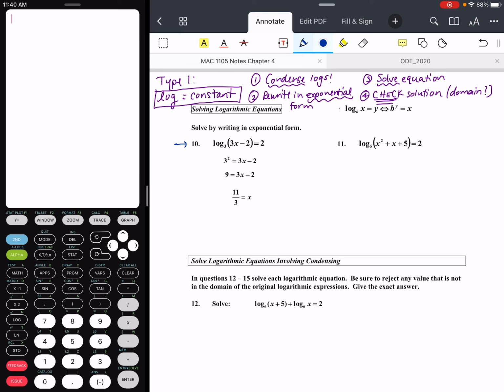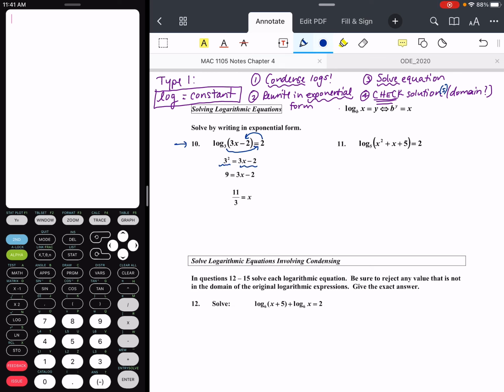So we're going to follow these 4 steps up here in purple. First, if appropriate, you're going to condense logarithms. So you just want one log on one side of your equation. Step 2, rewrite in exponential form. Step 3, you'll solve that equation. And then step 4, you're going to check the solution that you got, or solutions, and see if there are any domain issues.